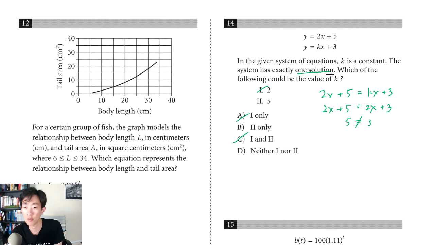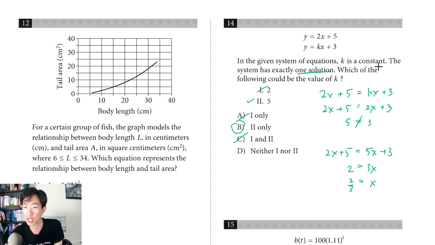Now let's plug in 5 for k. So we got 2x plus 5 equals 5x plus 3. Subtract 2x from both sides, we get 3x. Subtract 3 from both sides, we get 2. Divide both sides by 3, we get x equals 2/3. Yes, when k is equal to 5, we have one possible value for x. So 5 works, and the answer is going to be B.